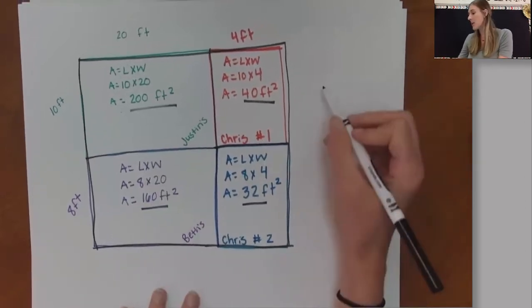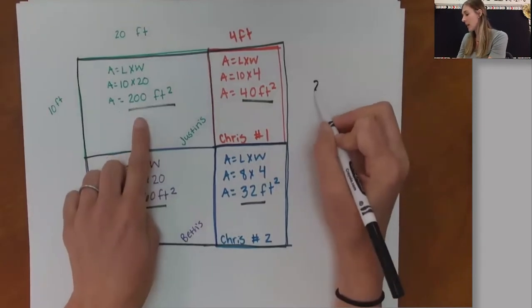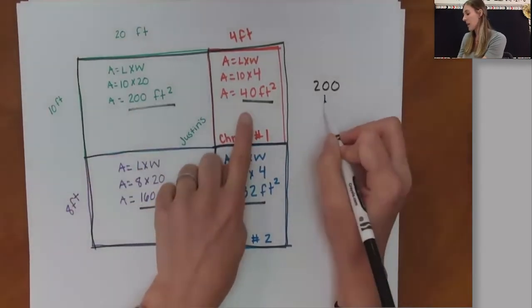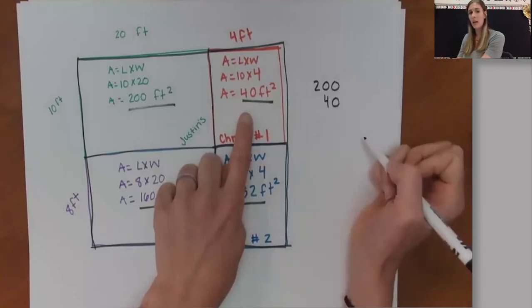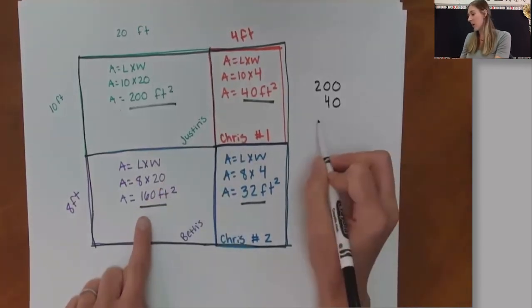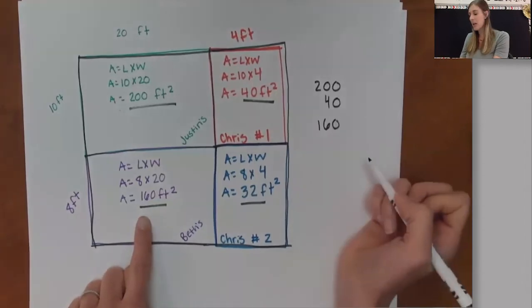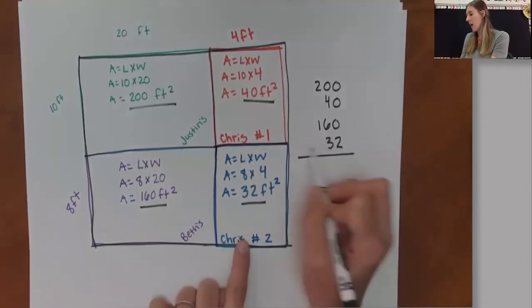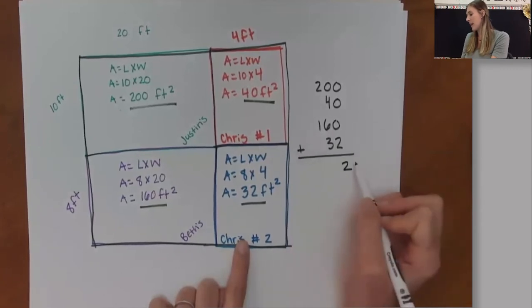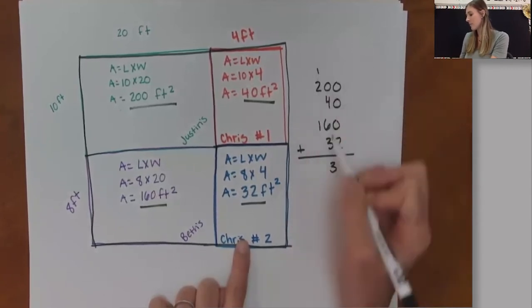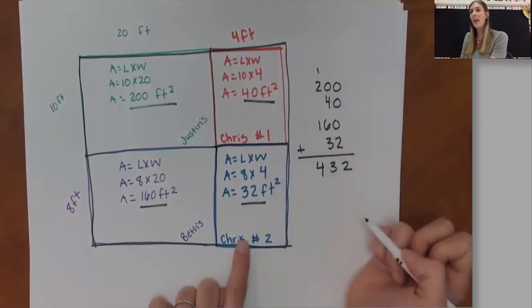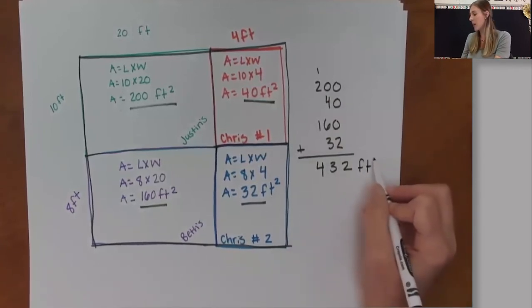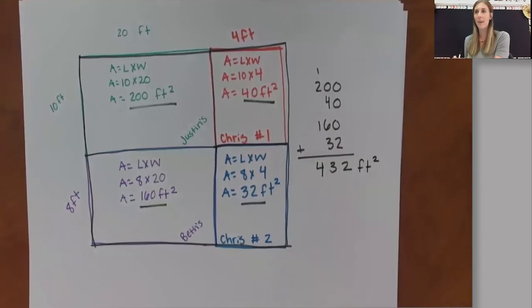So we can go over here to the side. We know that one section has an area of 200. Another section has an area of 40. Another section has an area of 160. And the fourth section has an area of 32. And we can add those up and see that the entire playground has an area of 432 square feet.